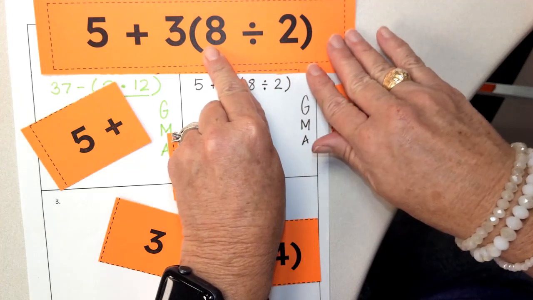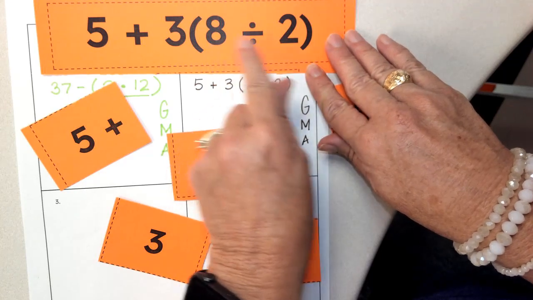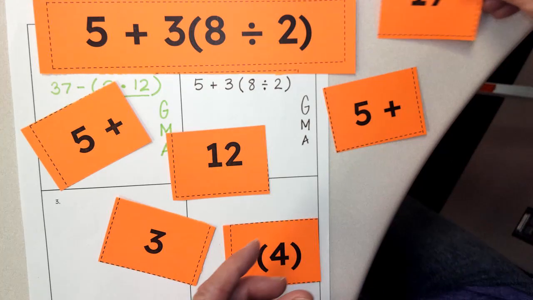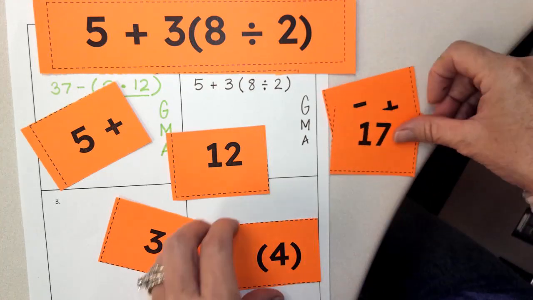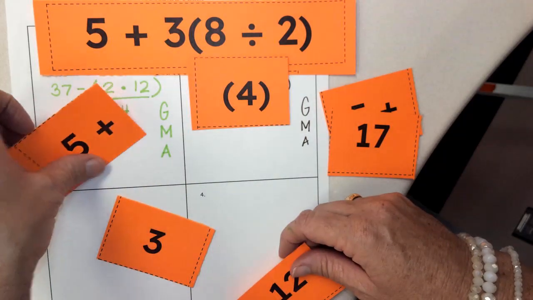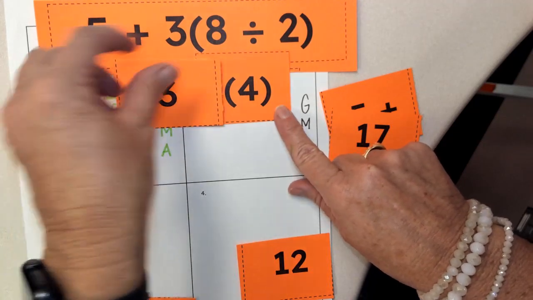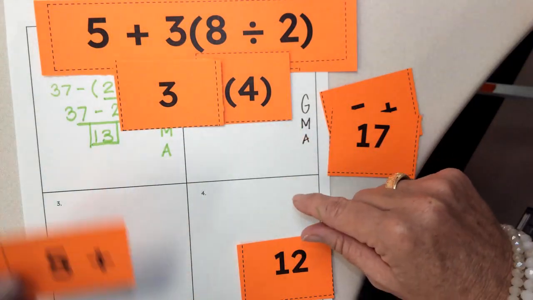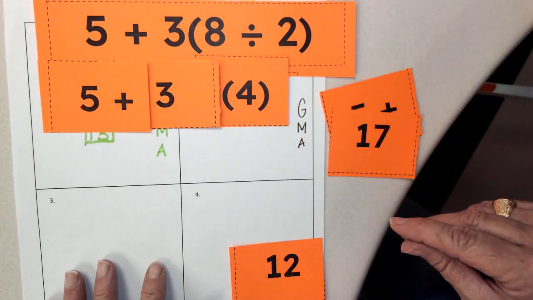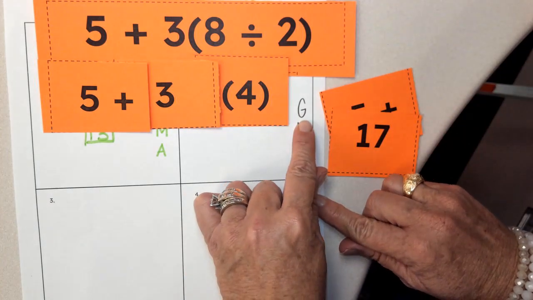So I think to myself, what is 8 divided by 2? And 8 divided by 2 is going to give me the number 4. So I'm going to look at all my choices, and I see the number 4 here. So I'm going to put the number 4 right underneath, and then I'm going to drop the other pieces into place. So the 3 will be relocated, and the plus and the 5 will be relocated, just like so.